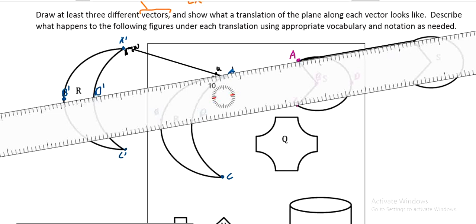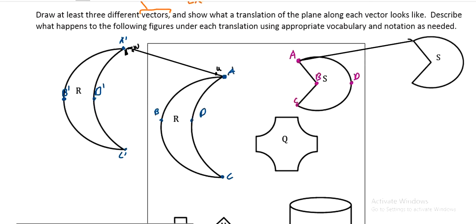I notice how I had to go 10, 20, 29. I had to go 29 spaces on my ruler. Yours will be a little different because mine's virtual. It's relative to scale. So I had to move 29 spaces at a 10-degree angle to get to A prime.